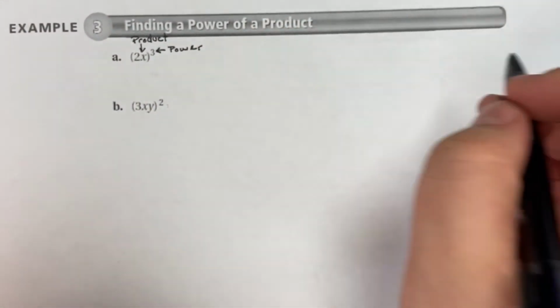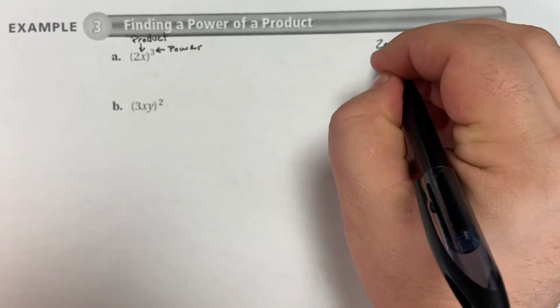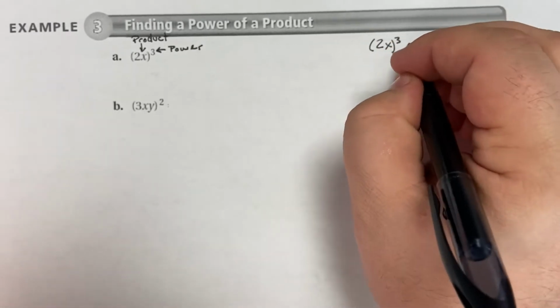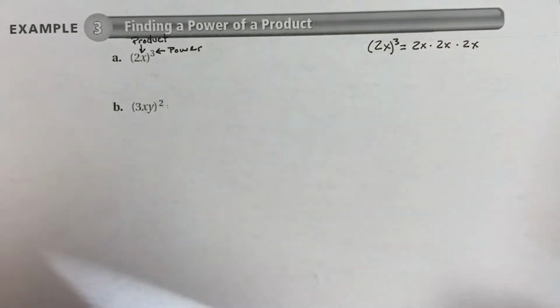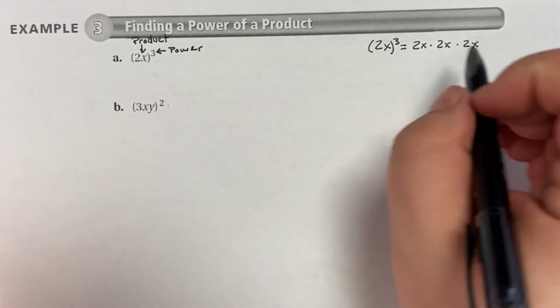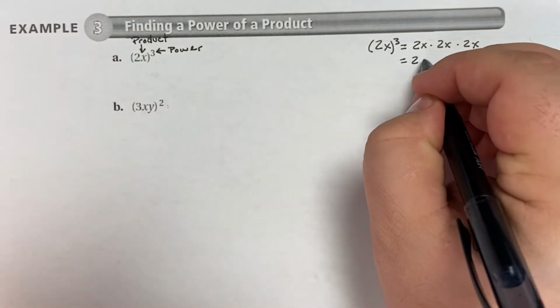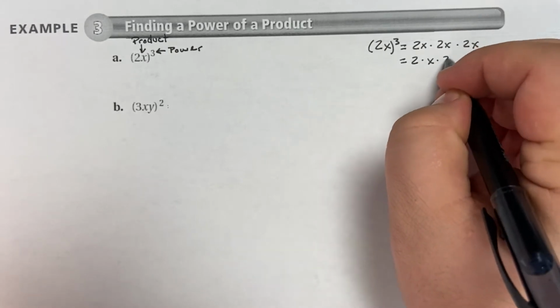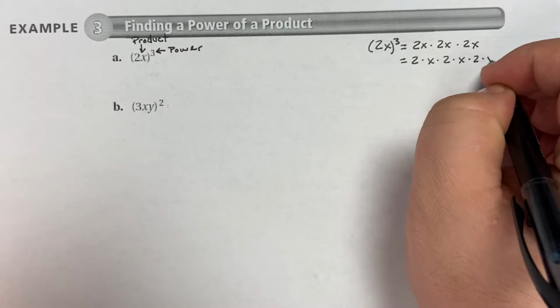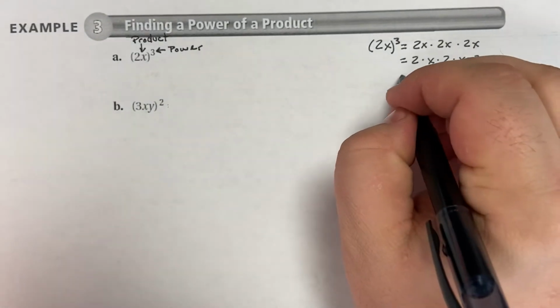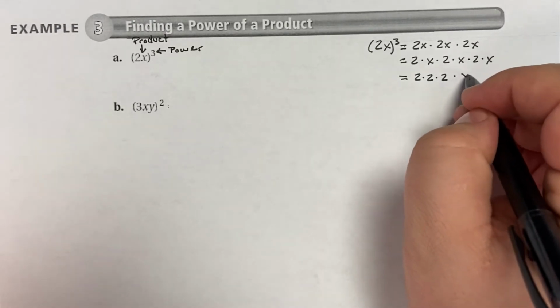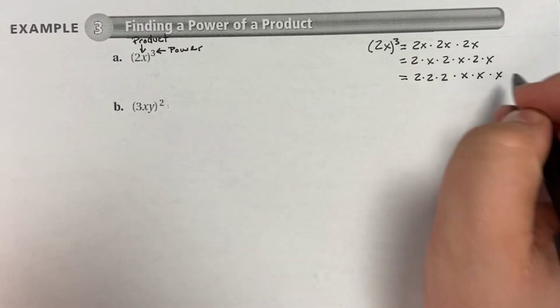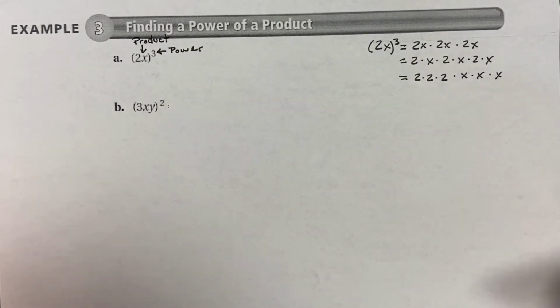So if we think about it, 2x all to the third is the same thing as 2x times 2x times 2x. Now, since the order of multiplication doesn't matter, that's going to be the same thing as 2 times x times 2 times x times 2 times x, if we change the notation, which is going to be equal to 2 times 2 times 2 times x times x times x, because of the commutative property where we can actually move things around with addition and multiplication.